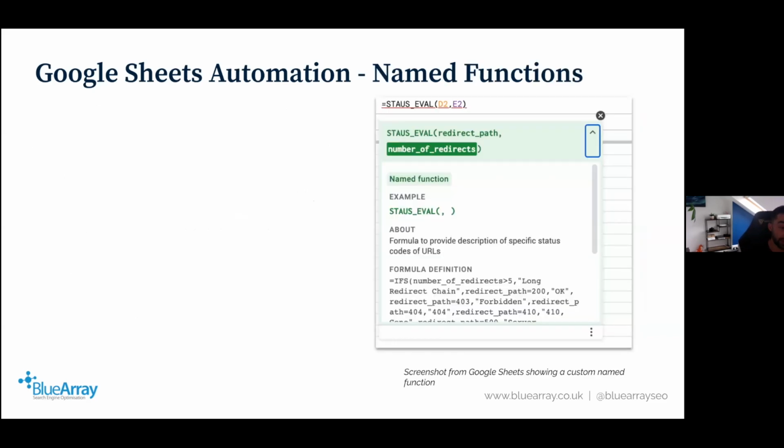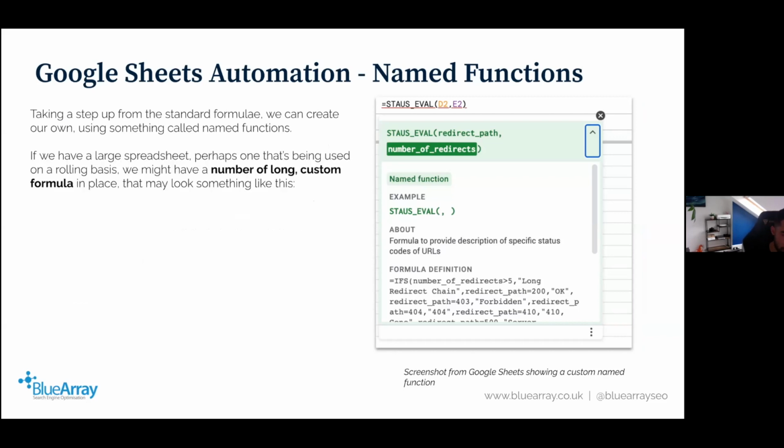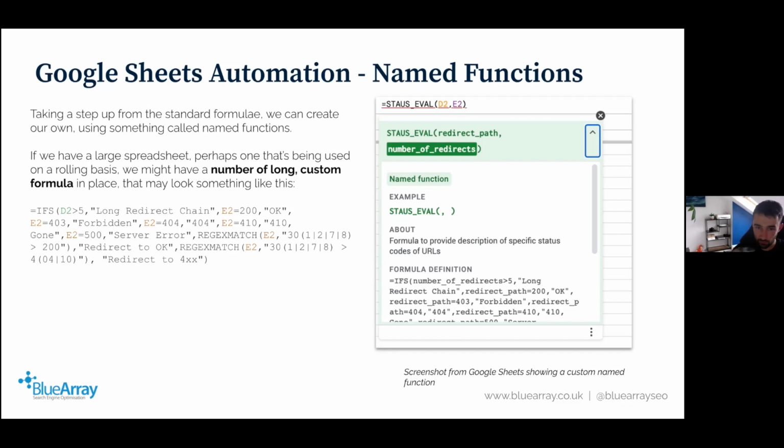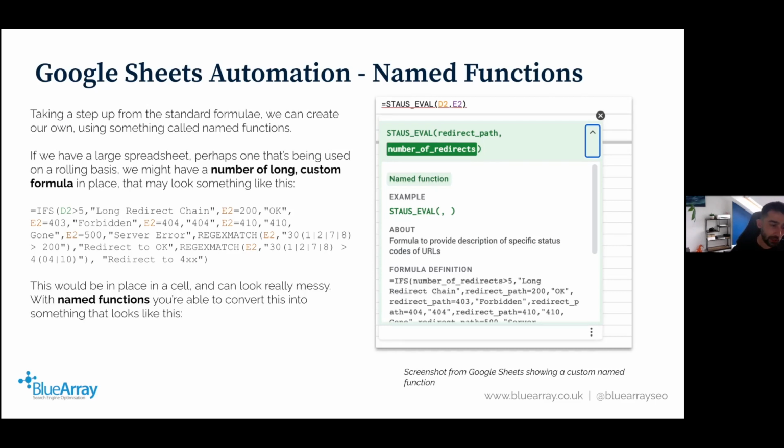We've then got named functions, and these are absolutely awesome. So taking a step up from the standard formulae, we can create our own formulae using something called named functions. If we have a large spreadsheet, perhaps one that's being used on a rolling basis, so a monthly report, for instance, we might have a number of long custom formulae in place that might look something like this. And at a first glance, that's not pretty. I don't enjoy looking at that. And this would be in place in a cell, and it can look really messy.